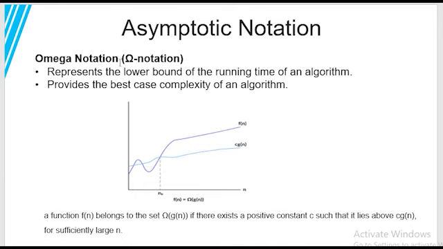Then omega notation, this is represented by this symbol omega. This omega represents the lower bound of the running time of an algorithm. This provides the best case complexity of an algorithm. Here also there is a function, and that function lies above the positive constant value. In the previous section, this function lies between 0 and this constant value, whereas in omega notation, this function lies above the positive constant g of n.